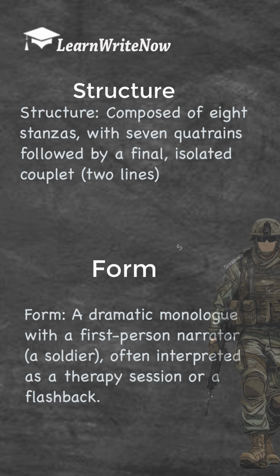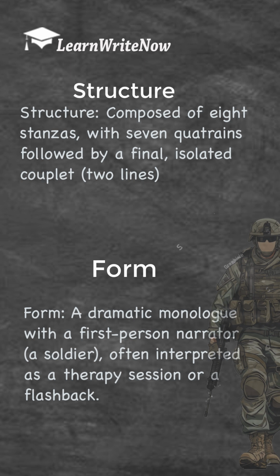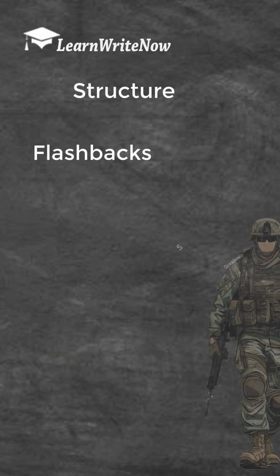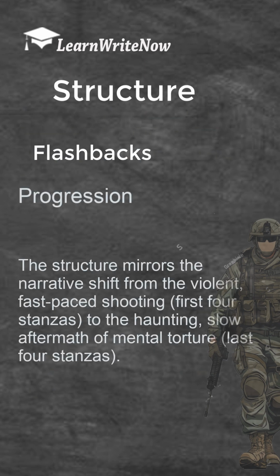The form of it is a dramatic monologue with a first-person narrator who is a soldier, often interpreted as a therapy session or a flashback, where he's pouring out his emotions, his life now when he's back, the trauma, the PTSD, and how the flashbacks really affect him and keep that trauma going. As it progresses through the structure, it mirrors the narrative shift from the violent, fast-paced, shocking first 4 stanzas to the haunting, slow aftermath of mental torture, which is the last 4 stanzas.